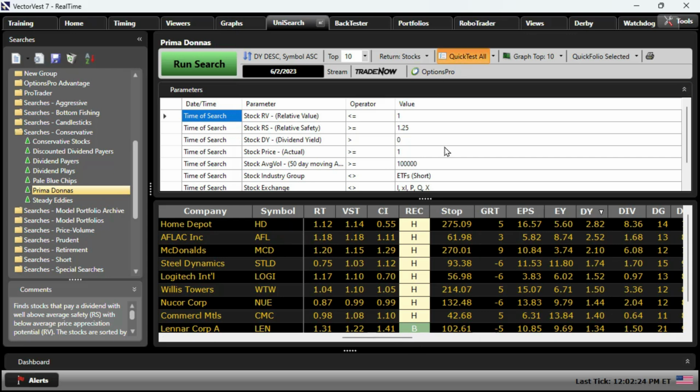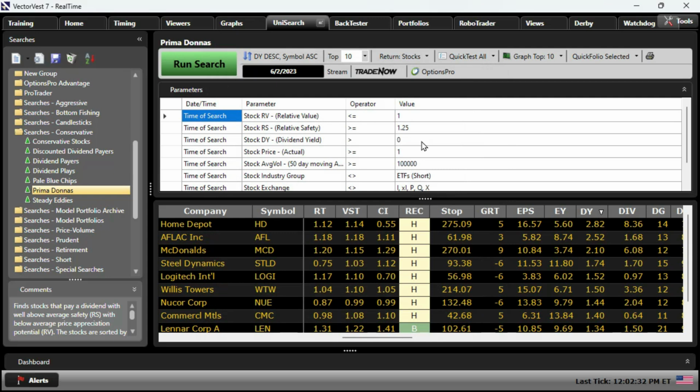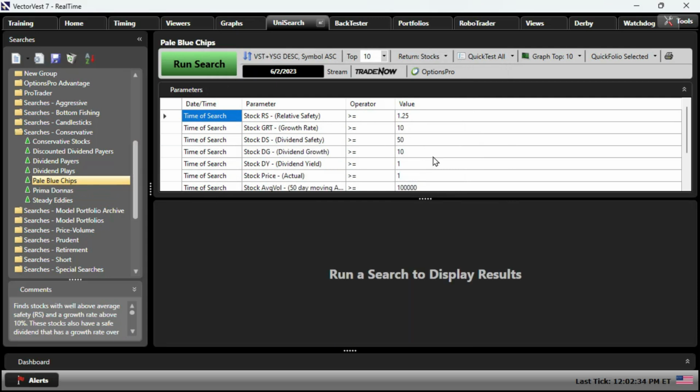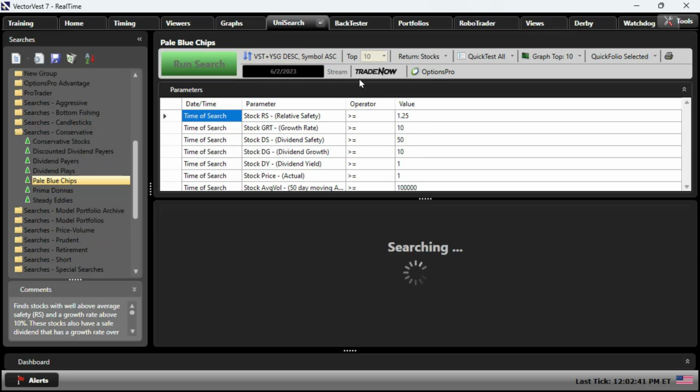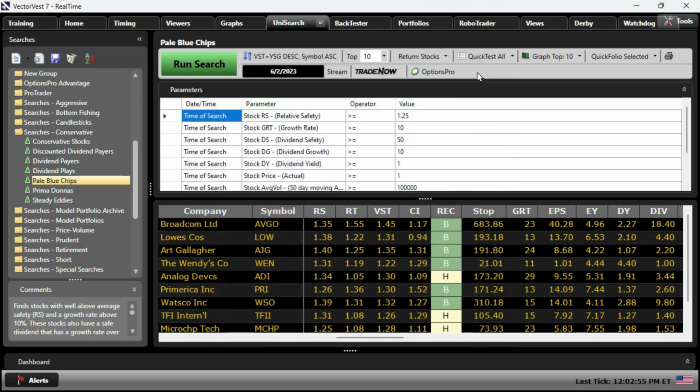And look at the yields that you're getting here and the dividend payouts. Let's quick test that one, right? Again, a very conservative type of portfolio, outperforming the S&P 500 and paying nice dividends. And then finally, another one of my favorites, Pale Blue Chips, relative safety, once again, above 1.25, and then VST plus YSG is the sort. Let's quick test those. Again, outperforming with nice dividend yields, as you can see over here on the right. That's what we're looking for when we talk about analyzing safe stocks and where to find them.